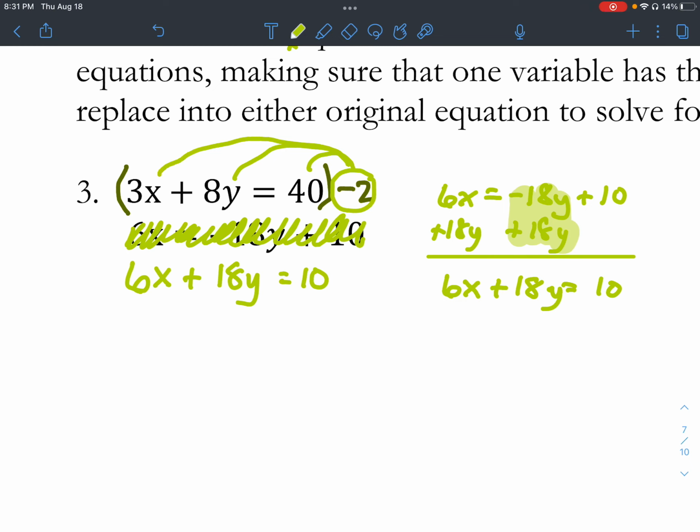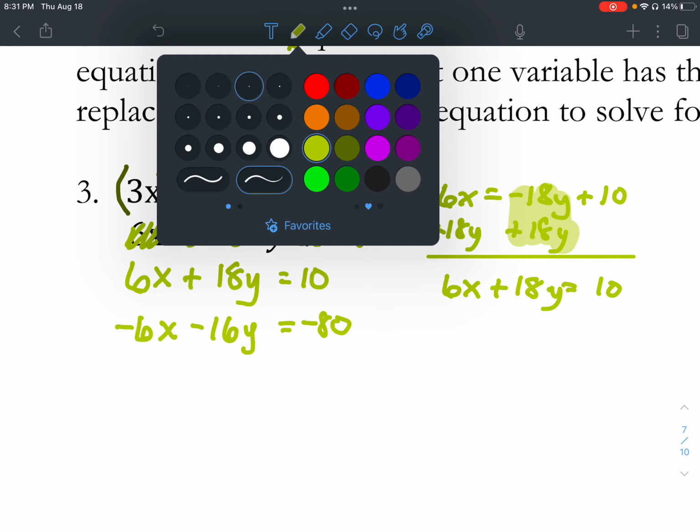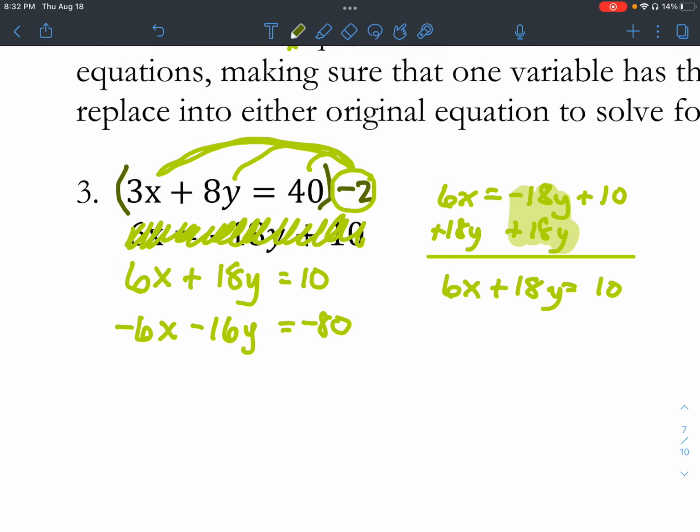Watch what happens. I chose negative 2 because when I do this first rainbow over the way to the beginning, I get negative 6x. Well, guys, guess what? When I add these together, those are going to reduce to 0. That's exactly what we want. We continue, though. The negative 2 times 8 is negative 16y's. The negative 2 times 40 is negative 80. We can now add these two equations together.